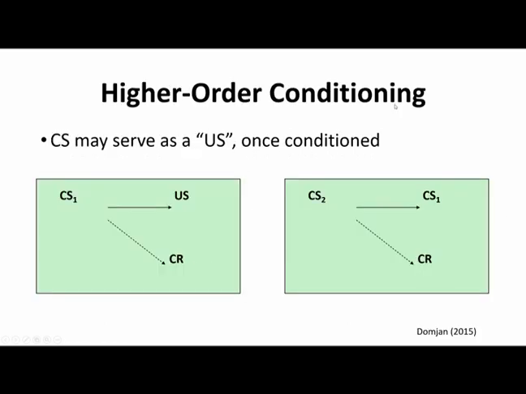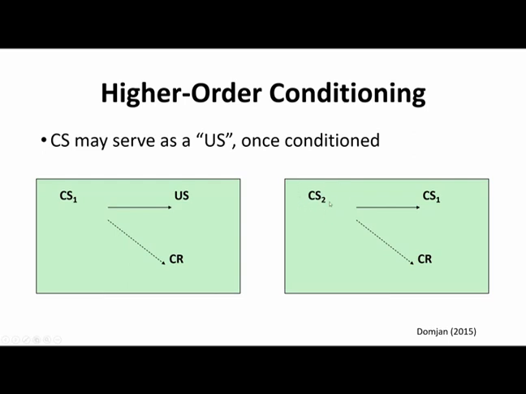So let's look at higher order conditioning first, because this is one that you've probably already got quite a bit of experience with, so it should be fairly straightforward. There are two phases associated with higher order conditioning. Phase one is that we need to have an initial conditioned stimulus that is associated with an unconditioned stimulus. So we do need that unconditioned stimulus to get everything started. But once we've trained up this conditioned stimulus to produce a conditioned response, we no longer need that unconditioned stimulus to be present.